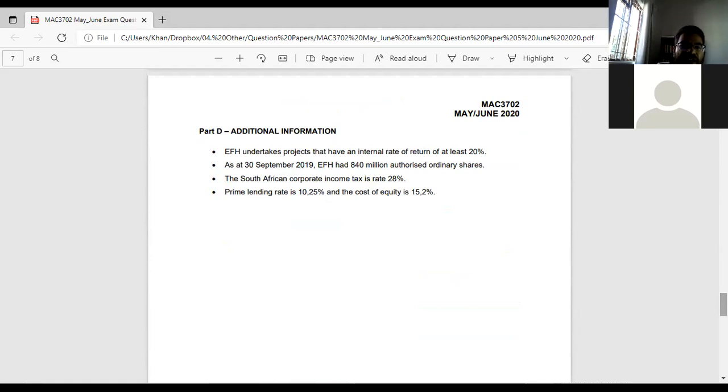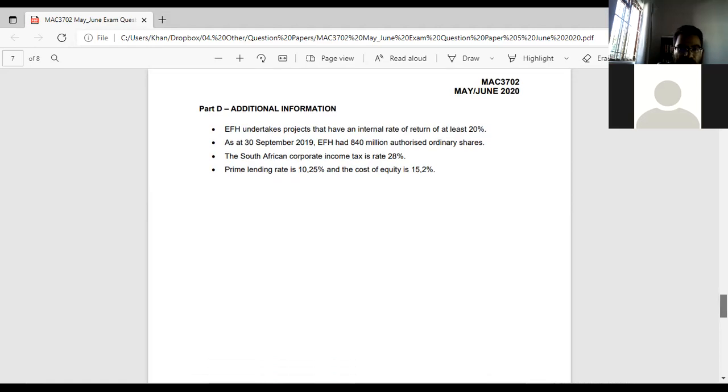As at 30 September 2019, EFH had 840 million authorized ordinary shares. The South African corporate income tax rate is 28%. Prime lending rate is 10.25, and the cost of equity is 15.2. Okay, not all of this is applicable to part A, but it's general information that will be used throughout the question.